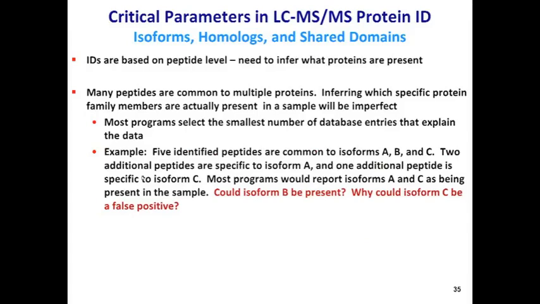IDs are based on the peptide level in most proteomic analyses, and so we need to infer what proteins are present. Many peptides are common to multiple proteins. Inferring which specific protein family is actually present in a sample will be imperfect.